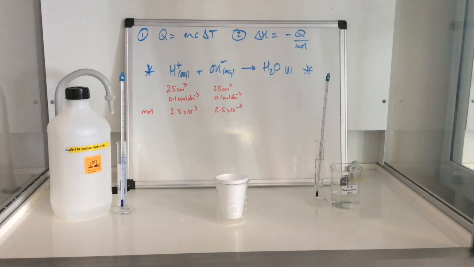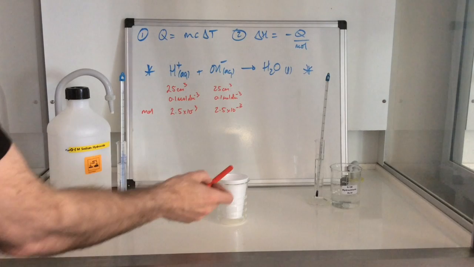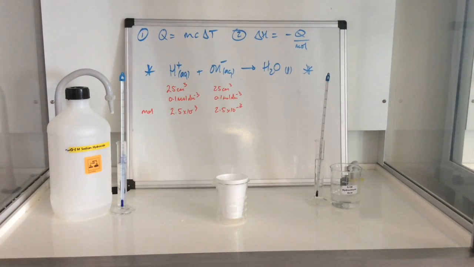So step 1, Q equals mc delta T. That is going to tell us the amount of energy released. In this case, it's an exothermic reaction by the reaction that's going to take place in this polystyrene cup. So the m will be the total mass of the solution inside this cup. The c is the specific heat capacity for the solution, and delta T is the temperature change, so the difference between the initial and the final temperature.